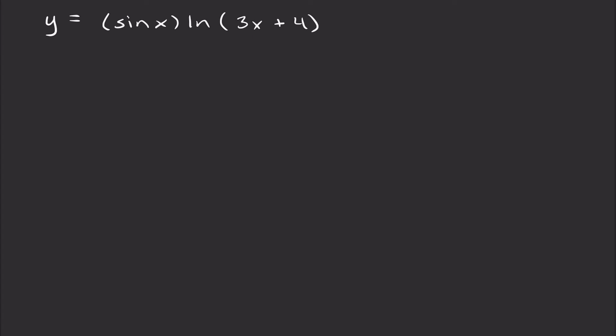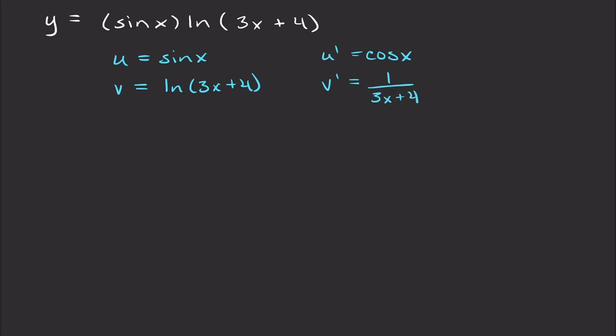In the next function, we have y equals sin x times the natural log of 3x plus 4. So this is going to be a product rule. So I want to let u be my first function, sin x, and v be my second function, the natural log of 3x plus 4. Then my u prime will be cosine of x, and my v prime will be 1 over the argument, 3x plus 4, times the derivative, which is just 3, or 3 over 3x plus 4.